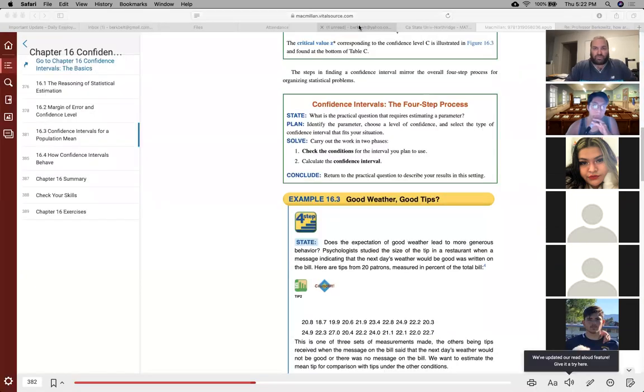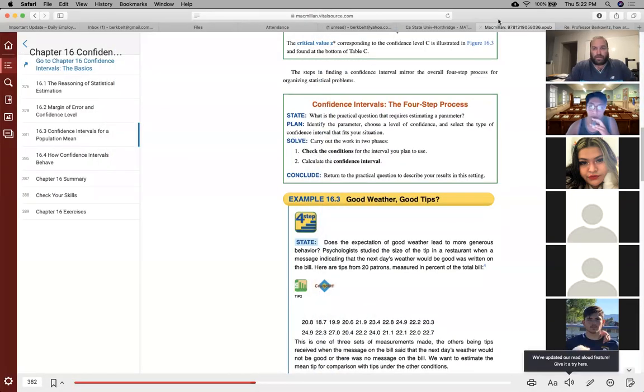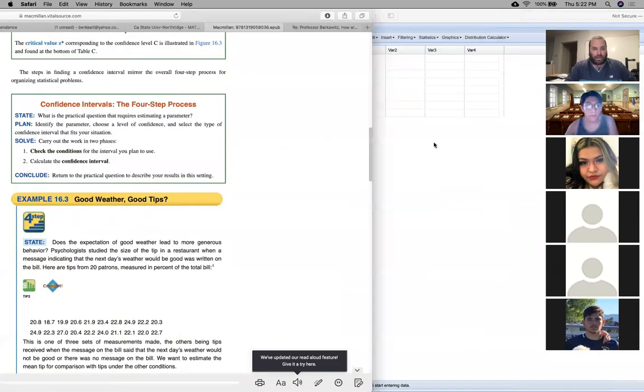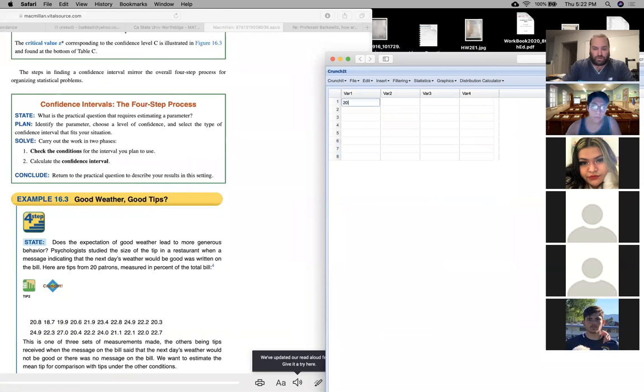So I'm going to load up Crunch It in a new window so I can see both at the same time. And I'm going to put these values in. So 20.8, 18.7, 19.9, 20.6, 21.9, 23.4, 22.8. I'm not going to say them. Just tell me if I screwed up.